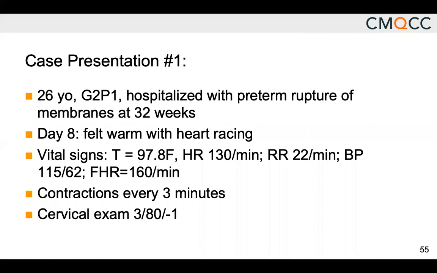The respiratory rate was 22, and her blood pressure was normal, 115/62, and she was having some fetal tachycardia at 160 per minute. The patient was contracting every three minutes, and the cervical exam was done. She was 3/80 and -1, which was unchanged for her. Next slide.